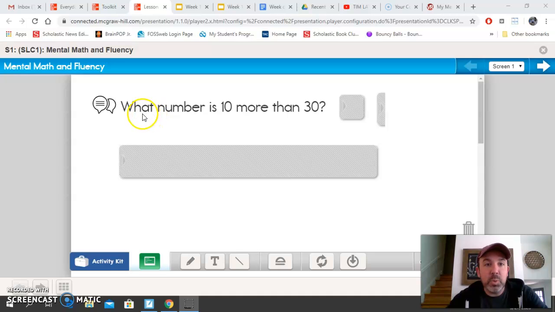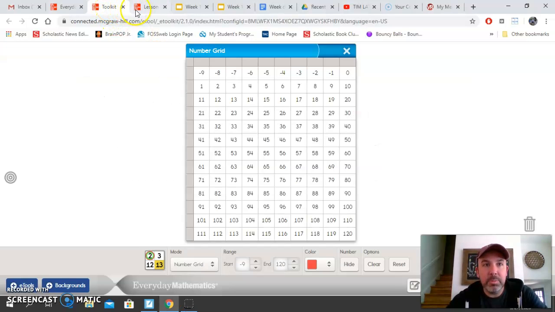Let's take a look at this first one. What number is 10 more than 30? So we remember how to do this. Whenever we're finding 10 more or 10 less on a number grid, we should know to... I hope your answer was move up or move down. So let's come to our number grid here.